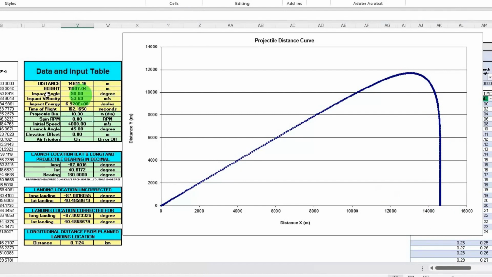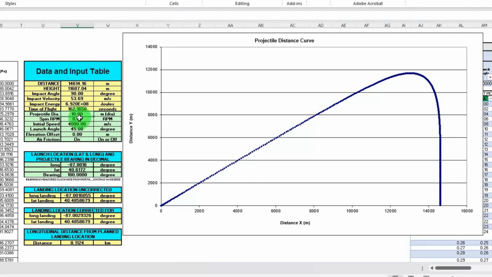And you can see here that the impact angle is 90 degrees. So that's this angle from the horizon. So even if we took a 10-meter ice projectile and shot it at 4,000 meters per second, according to this spreadsheet, it would really only go about 14 kilometers. So you really need the bigger projectiles to offset the atmospheric drag.